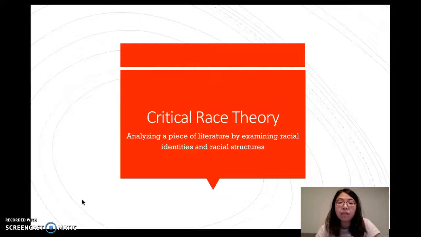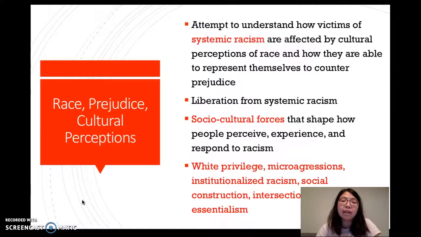In critical race theory, instead of looking at the class structures, we're looking at racial structures and racial identities. The really important thing about this particular lens is that it's not really only focused on the characters of the text. Instead, it's looking at how the socio-cultural forces shape how people perceive, experience, and respond to racism.